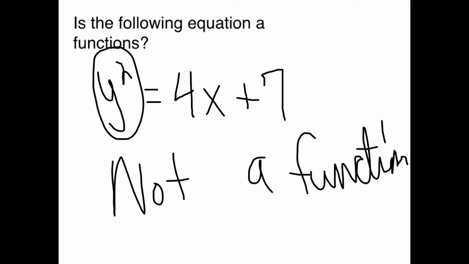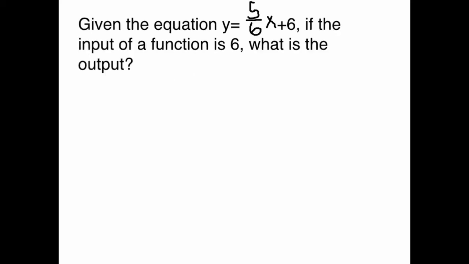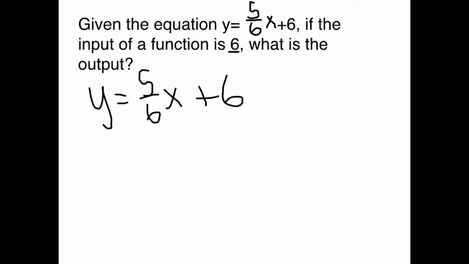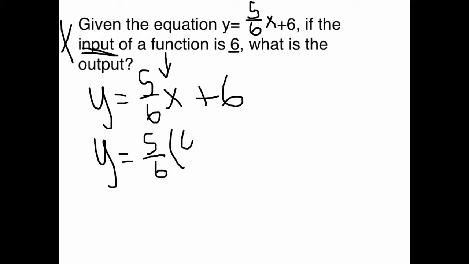All right, let's look at another example. Given the equation y equals 5 over 6 x plus 6, if the input of the function is 6, what is the output? Well, I'm going to go ahead and pull my equation down. y equals 5 over 6 x plus 6. Input means x value. So this is saying if the x value of a function is 6, what is the output? That means I can go ahead and plug in the input for x. So let's do that. y equals 5 over 6 pocket, 6 goes in my pocket, plus 6.